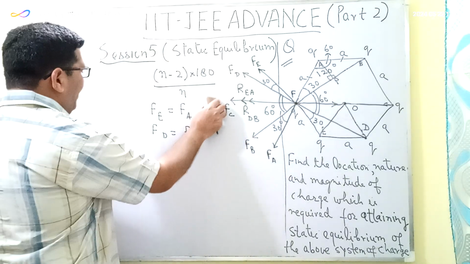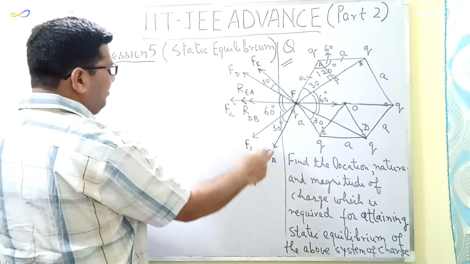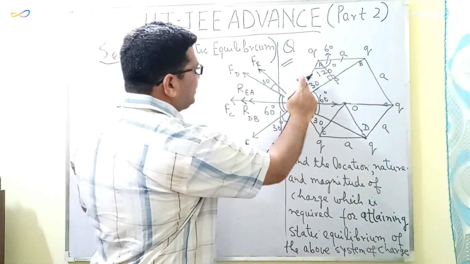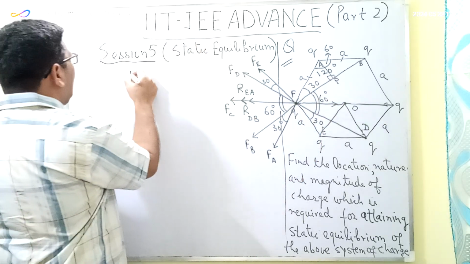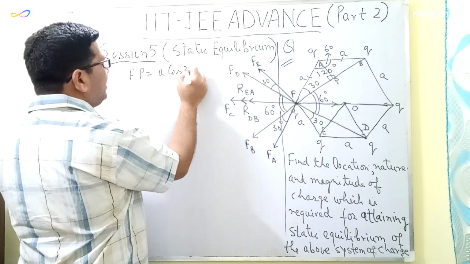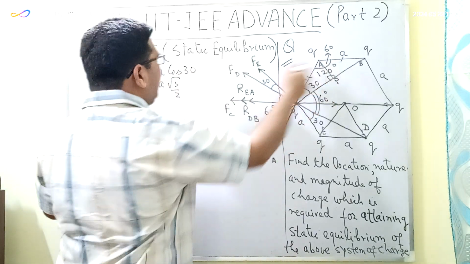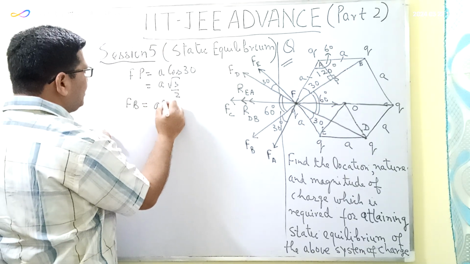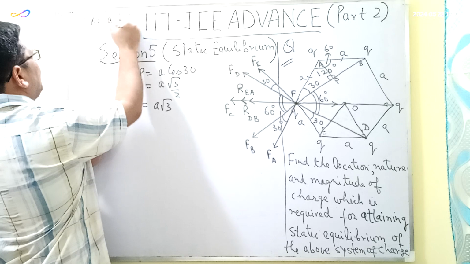So let us find the value of REA, RDB and FC. Now first of all let us find the value of FB. See, this is A, this is 30 degree. So based upon this, FP will be equal to, based upon hypotenuse, A cos 30, which is equal to A root 3 by 2. So FB will be equal to A root 3 by 2 into 2, which is equal to A root 3. So FB is equal to A root 3, first thing.